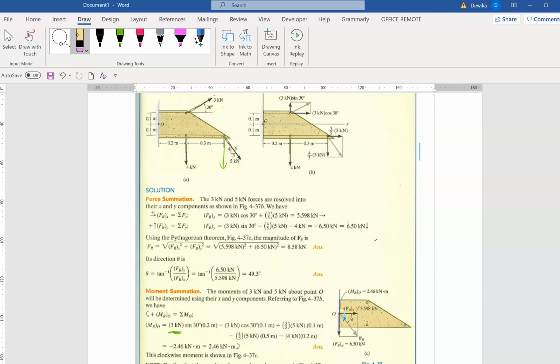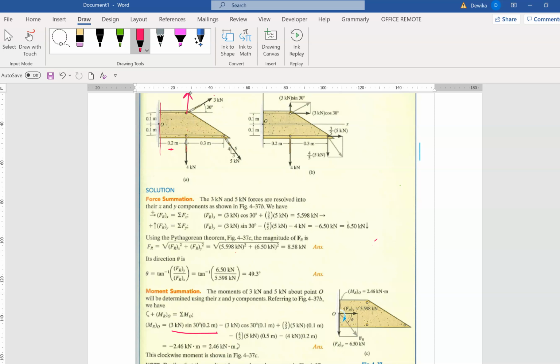Okay, let me just use a bit of color so that you can differentiate which is for which. Yeah, 3 kilonewton sine 30. It will be here. Okay, remember what I told you about distance? How do you shift the distance? You need to bring it here and then you shift it here.